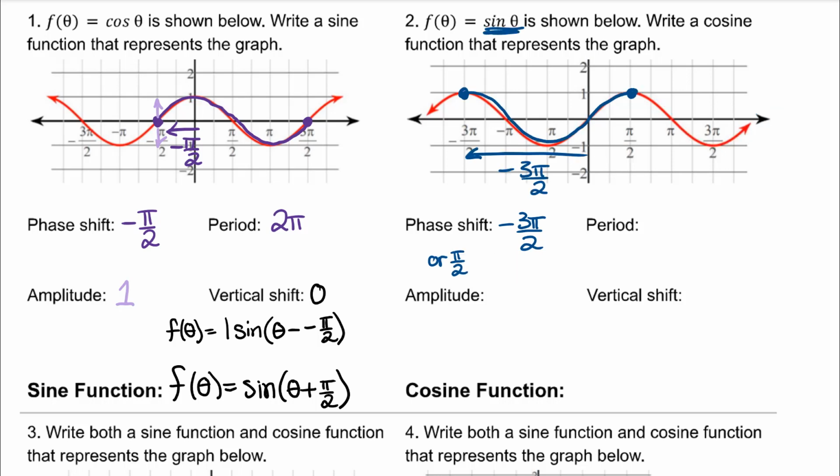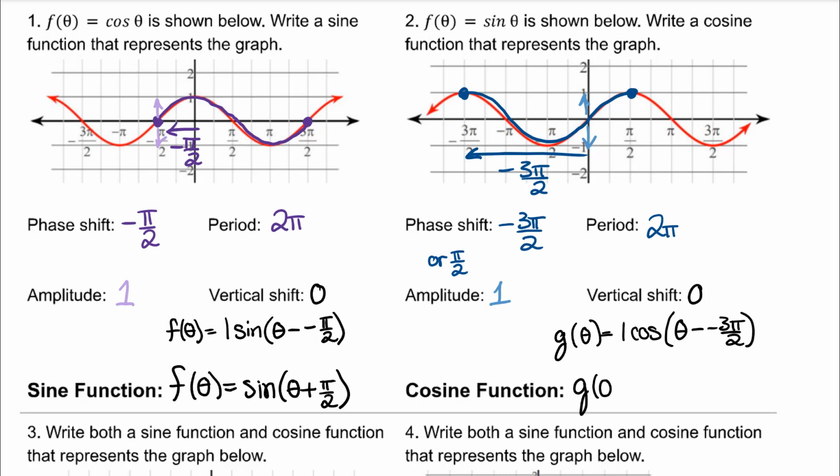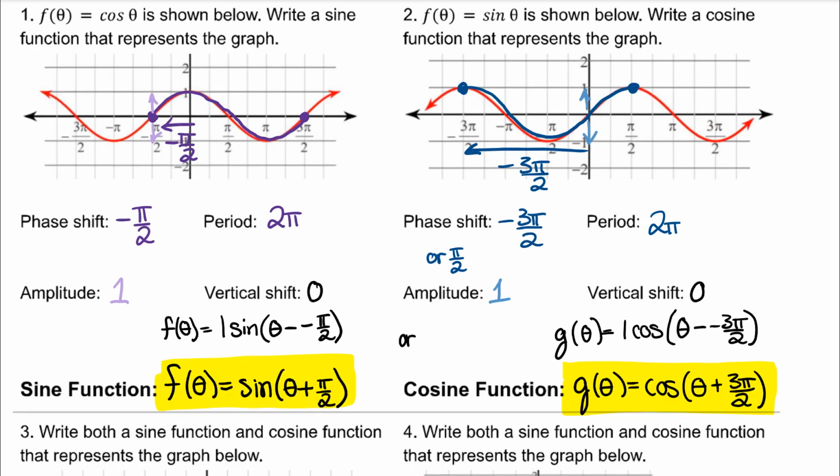The period of sine is 2 pi, so the period for cosine will be 2 pi. The amplitude is 1 and the vertical shift is 0. This makes g of theta equal to cosine of theta minus negative 3 pi halves, which is cosine of theta plus 3 pi halves. Or an alternative would be h of theta equals cosine of theta minus pi halves if we used a phase shift of pi halves.